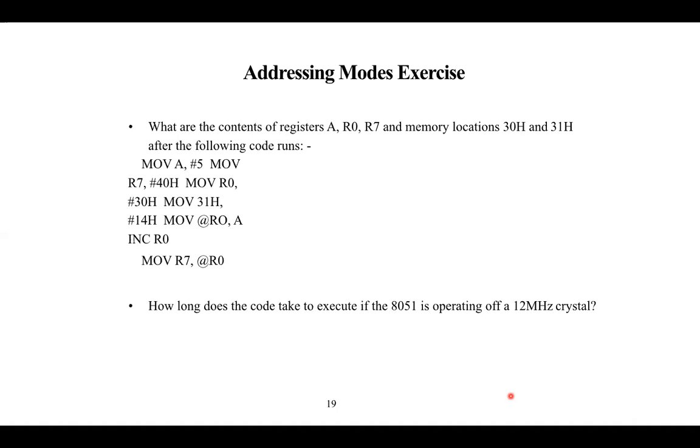Addressing mode exercise. What are the contents of registers A, R0, R7 and memory locations 30H and 31H after the following code runs? MOV A, #5. MOV R7, #40H. MOV R0, #30H. MOV 30H, R0. MOV 31H. So, one minute.